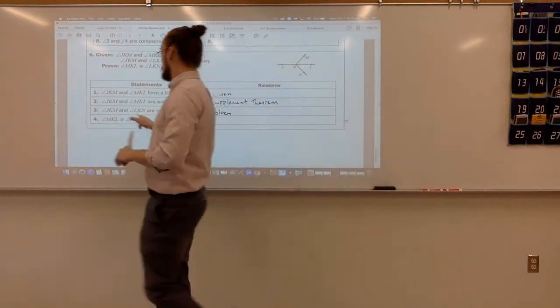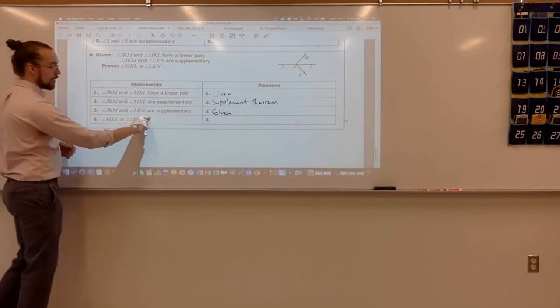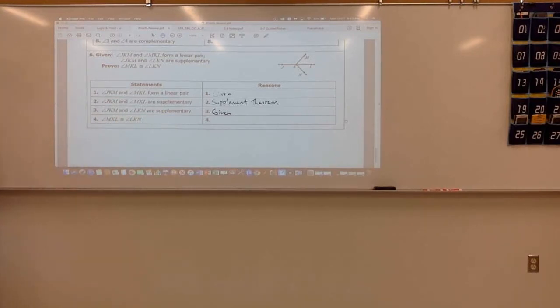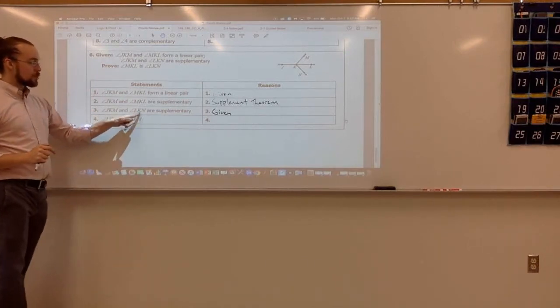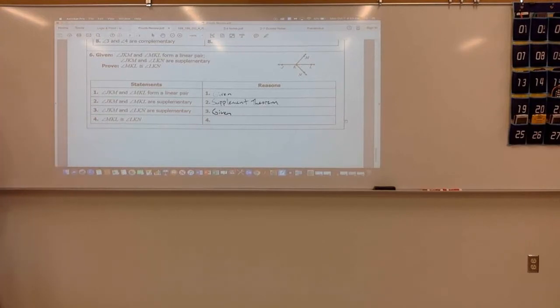Now, I've got angles JKM and MKL supplementary, and JKM and LKN supplementary. So they jump to these two angles being congruent now. Why can I say that those two angles are congruent? Not complementary. Yep, this would be the congruent supplement theorem.